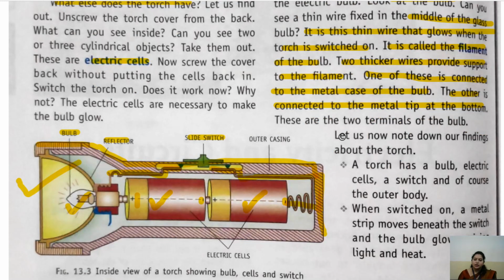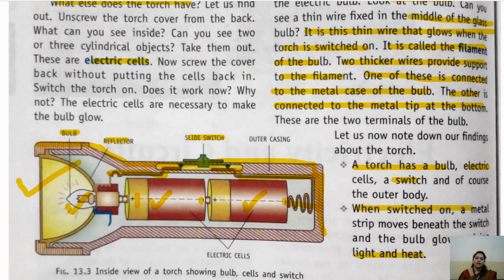Now let us note down our findings about the torch. What we have seen: a torch has a bulb, an electric cell, a switch and of course an outer body. When switched on, a metal strip moves beneath the switch and the bulb glows, giving light and heat.